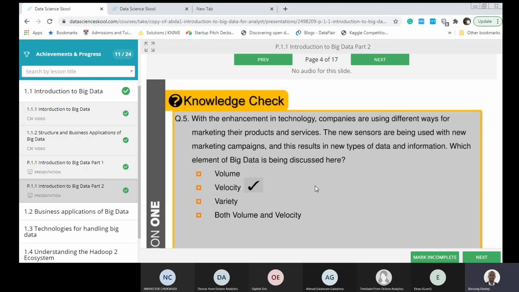Are you confused? I'm not confused. If the answer is variety, it's fine. But if the answer is velocity, I will be confused.